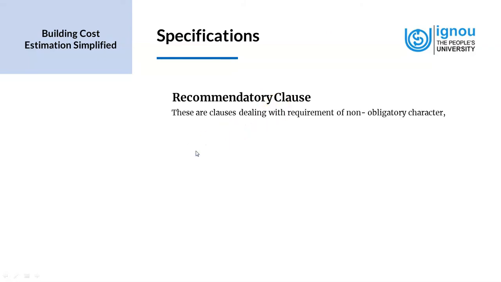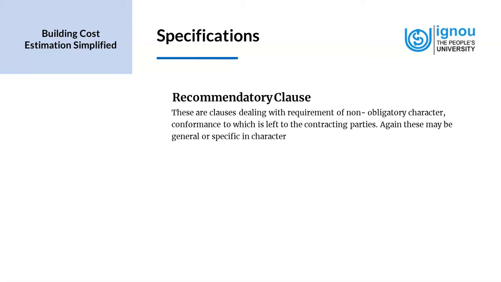These are clauses dealing with requirements of a non-obligatory character, conformance to which is left to the contracting parties. Again, these may be general or specific in character. So this could be based on an understanding between both the parties, like the supplier may be asked to furnish additional information as may be required by the purchaser. So these are examples of recommendatory clauses.